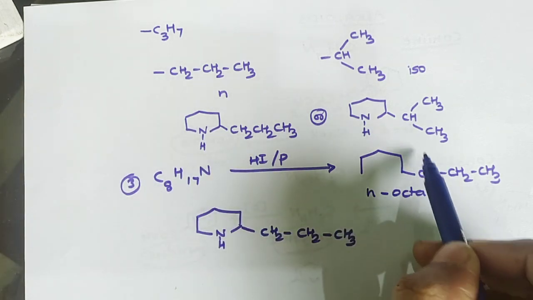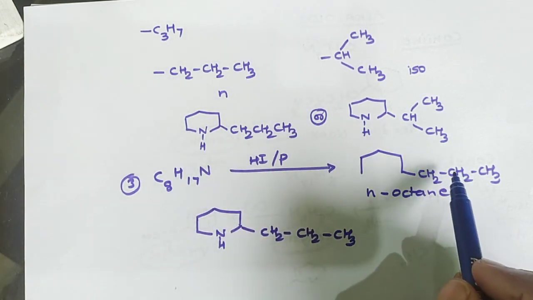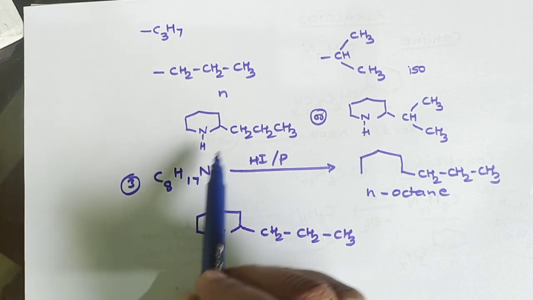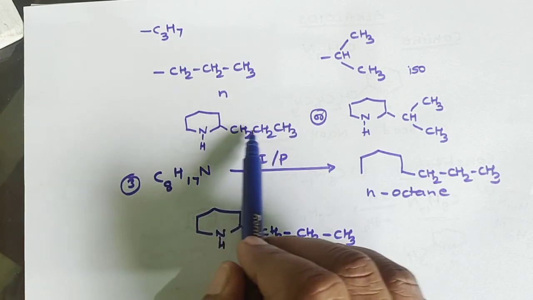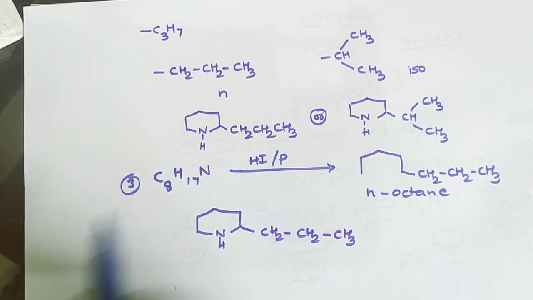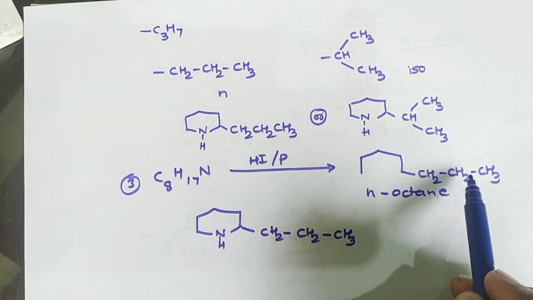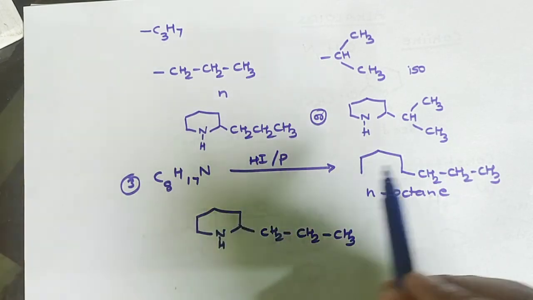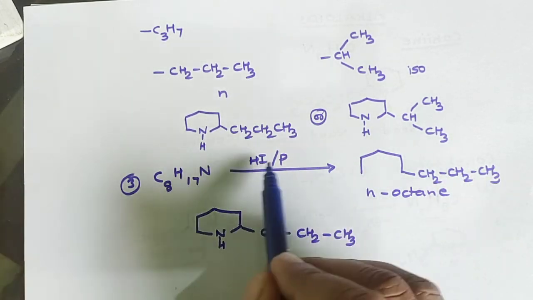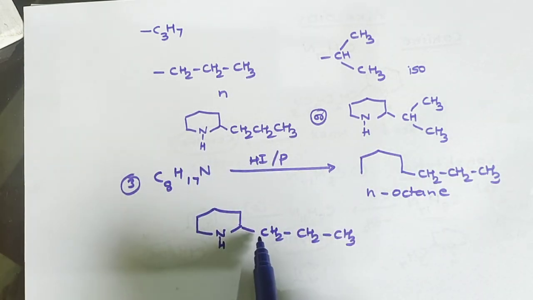Okay, we didn't get a branched product here. Why? Because this is not branched. That means this side chain is a straight chain, not branched. If the side chain were also branched, the product would have been branched. So we got a straight chain as a product on reduction. That means this also should contain a straight chain.